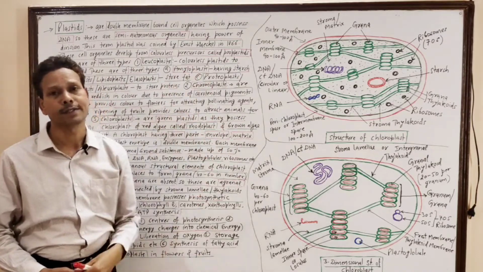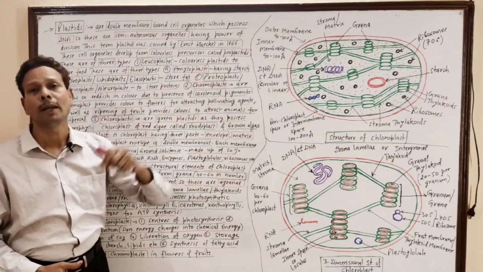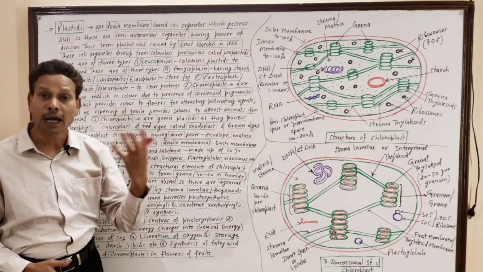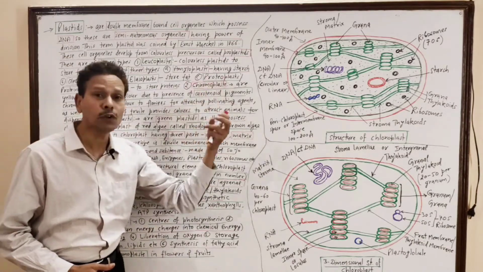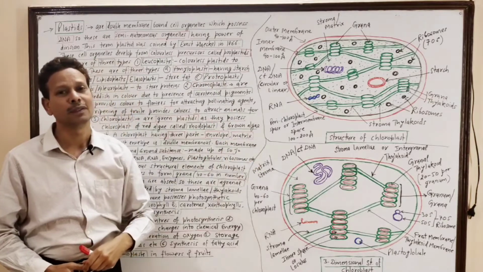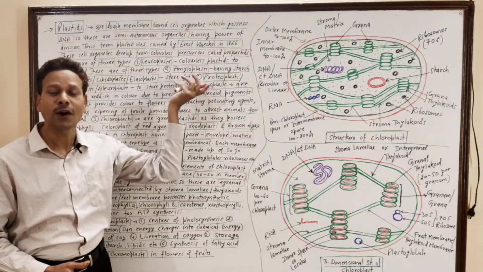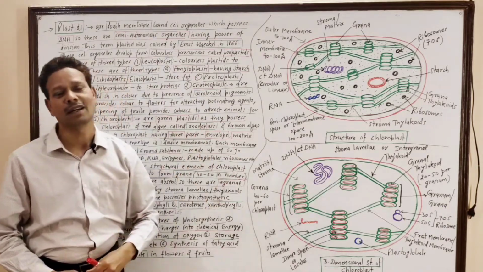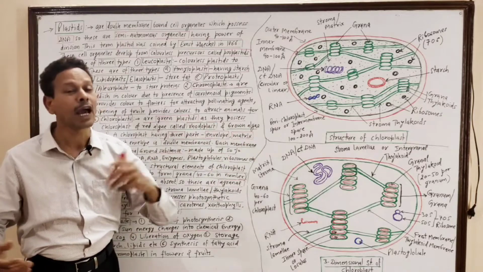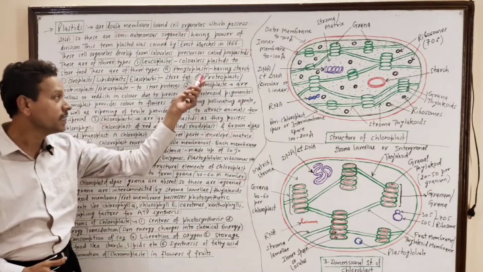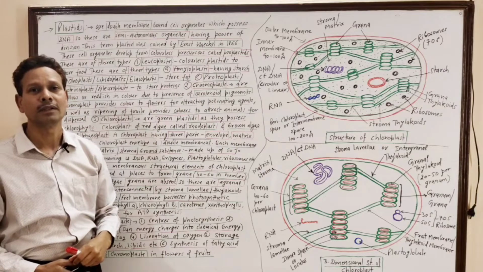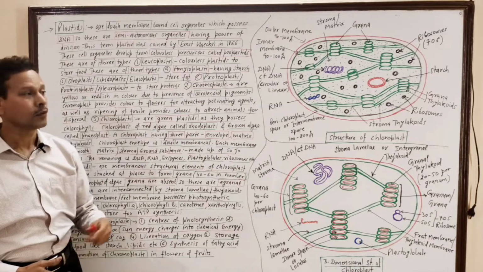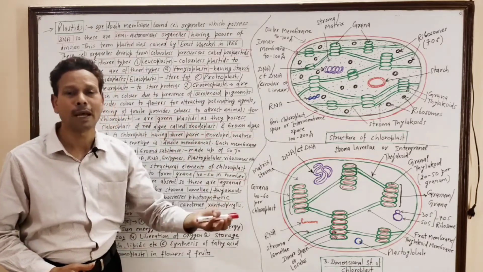Second type of plastids, chromoplast. Chroma means colored plastids, having color. These chromoplasts are either derived from chloroplast or leucoplast. These are yellow or red in color due to presence of carotenoid pigments. And these chromoplasts, colored plastids, are generally derived from chloroplast.